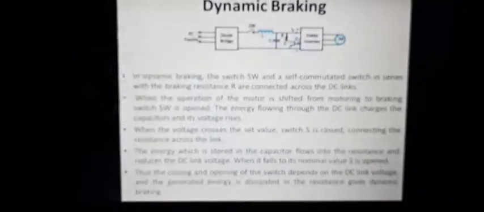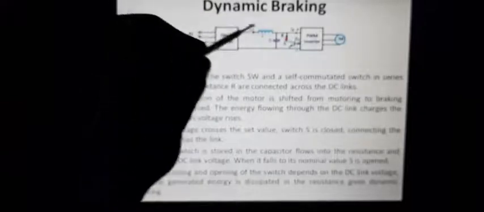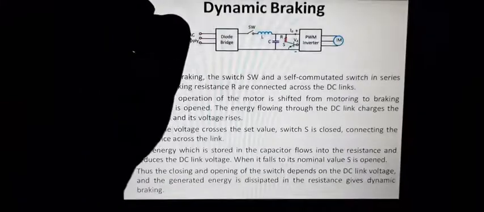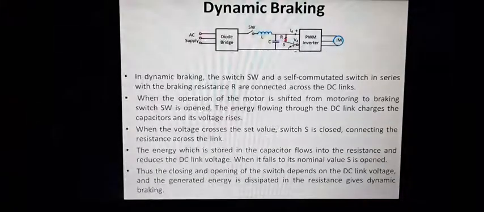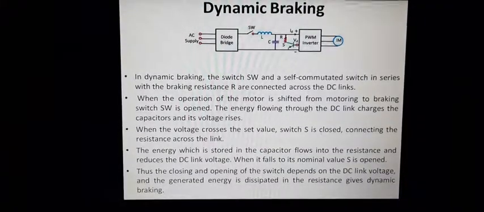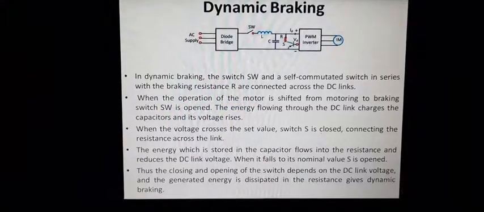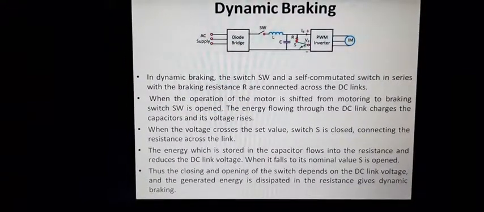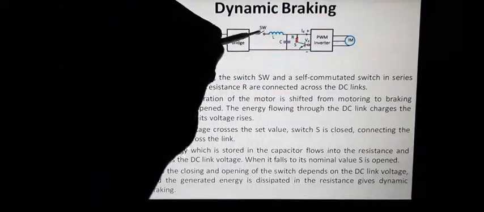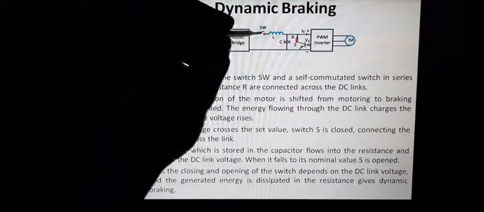Let's look into the normal motoring operation. During motoring operation, the switch will remain closed. Then the power feeds from the AC supply to the induction motor, and the induction motor runs. Then let's look into the braking operation. When the operation is shifted from motoring to braking, we will just open the switch SW.